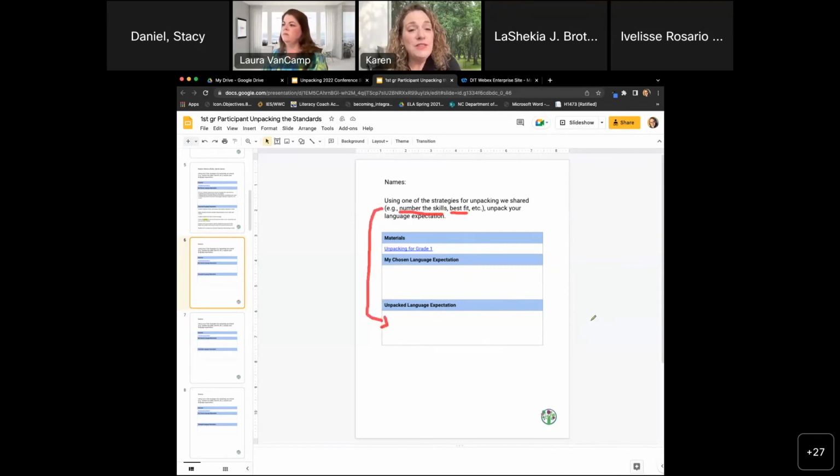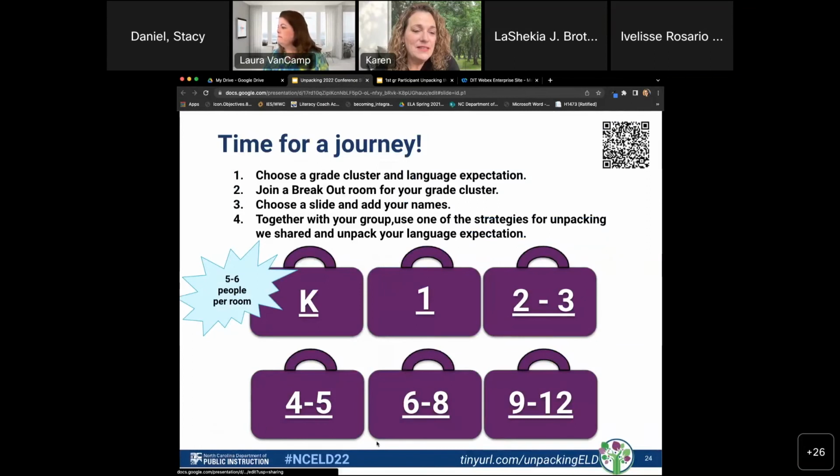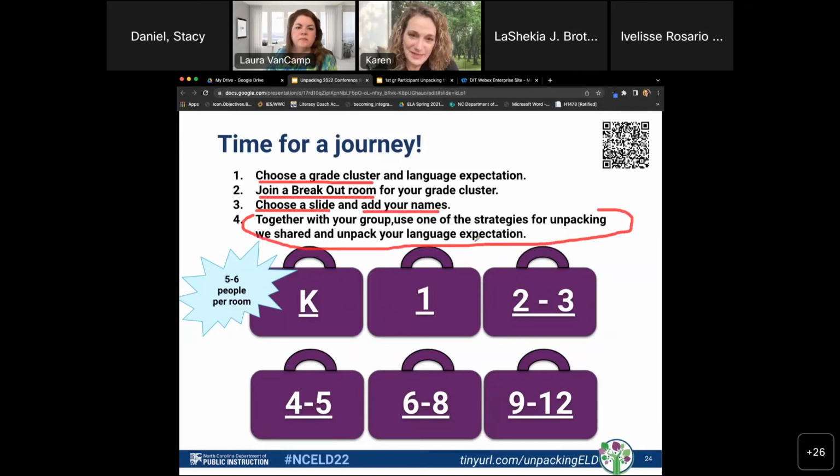You want to share that link onto your artifact in your conference notebook so that you will have that as your artifact for this learning today and as a resource that you can come back to later. So again, just as a review, you're going to think about a grade cluster level that you would like to look more at those impact standards, and you're going to choose a breakout room. And then together with your group, use one of the strategies that we shared and unpack your language expectation.